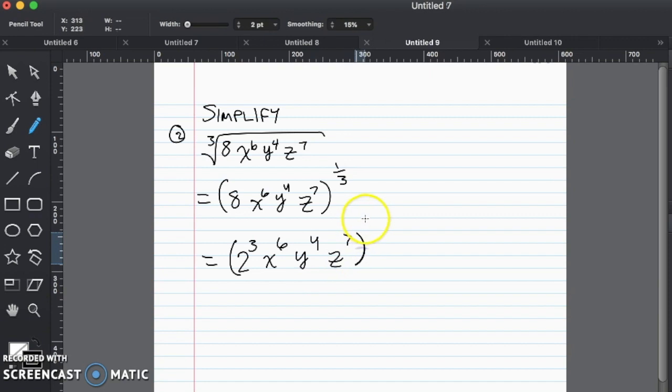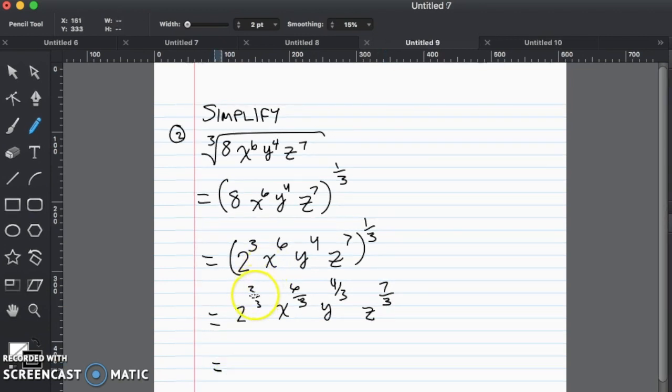Z to the 7th is to the 1/3 power. So 2 to the 3rd over 3, we're going to have x to the 6th over 3, y to the 4th over 3, z to the 7th over 3. So again, all I did was distribute the 1/3, and I got 2 to the 3 over 3, x to the 6 over 3, y to the 4 over 3, and z to the 7 over 3. Okay.